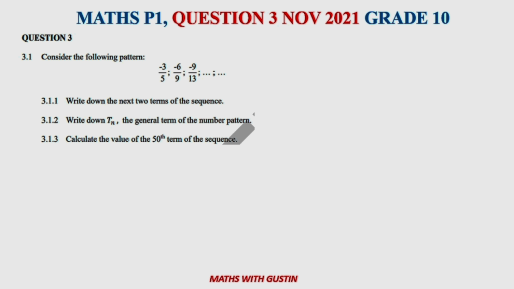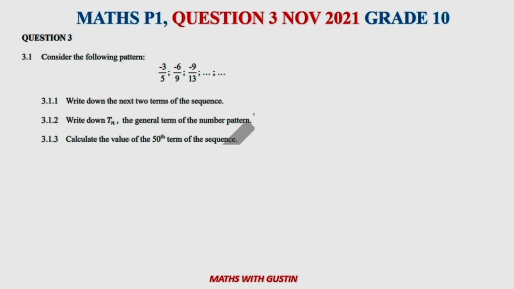3.1 says, consider the following pattern: minus 3 over 5, minus 6 over 9, minus 9 over 13. And then 3.1.1 is saying, write down the next two terms of the sequence. All right, great stuff.